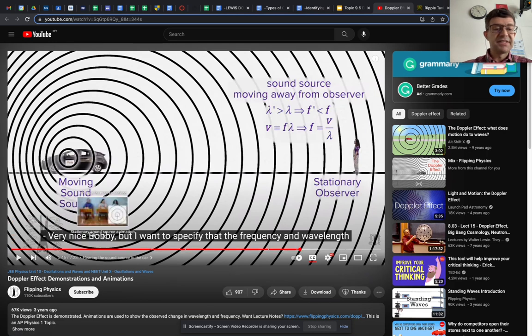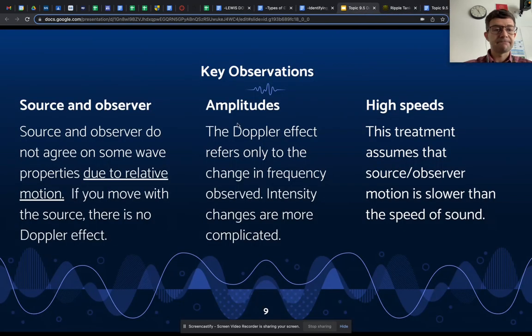This 7-minute video is fantastic. The author actually drives his car along with a microphone so that you can hear these things, what the sound is like in the car and what it sounds like outside of the car. Highly, highly recommend that you watch this. Note that if you are moving along with the source, there's no Doppler effect. You don't hear your car horn any differently if you're sitting inside of your car. That's a great observation from this video.